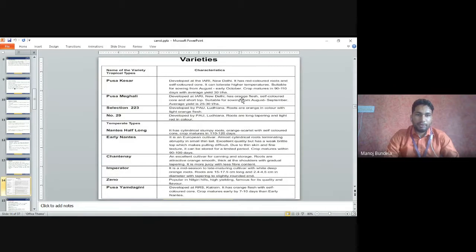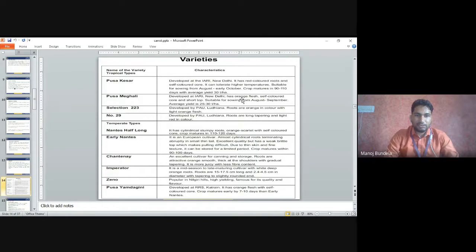Number 29, developed from PAU Ludhiana. The roots are long, tapering and light red in color. Temperate type, like Nantes half-long. It is cylindrical, orange, scarlet and self-colored core. The crop matures in 110 to 120 days.